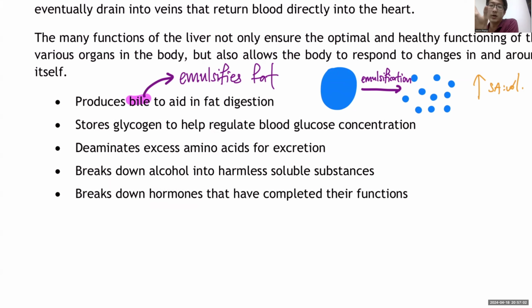Testosterone, what else? If you know insulin, you should know the other one. What? Glucagon. Okay, so throughout your syllabus, you learn a lot more as well. But for now, you must know insulin and glucagon.